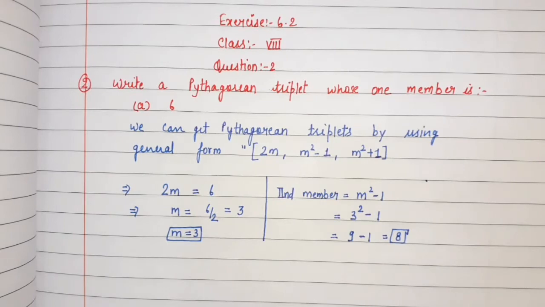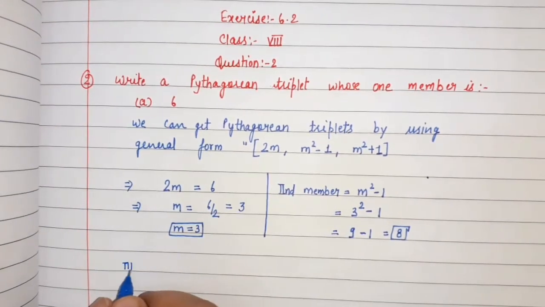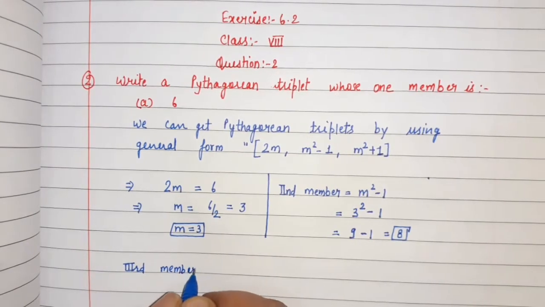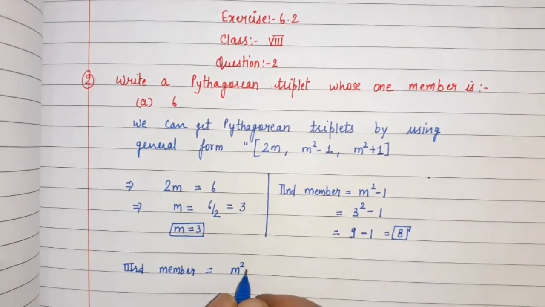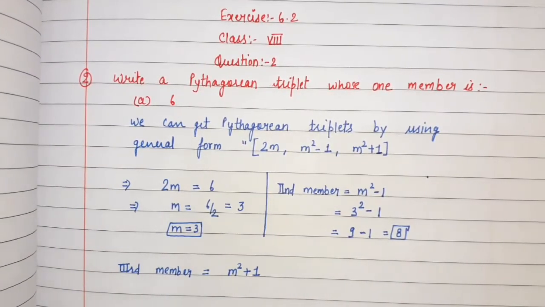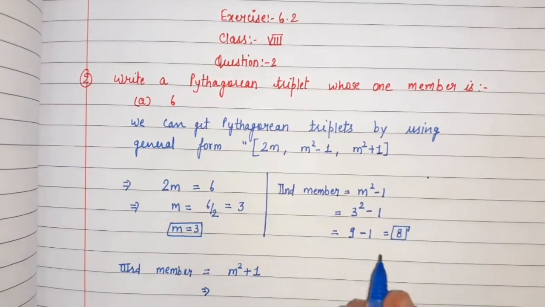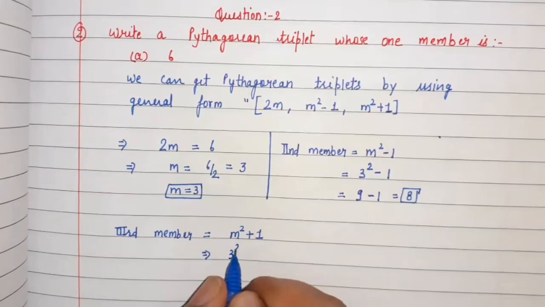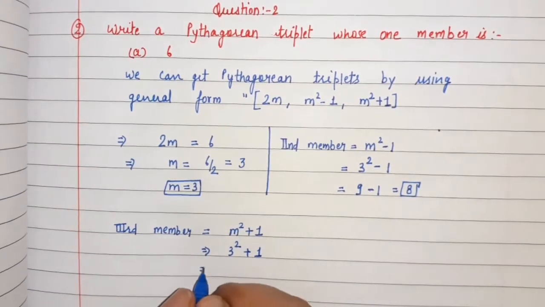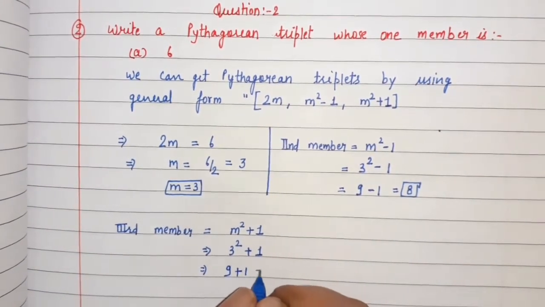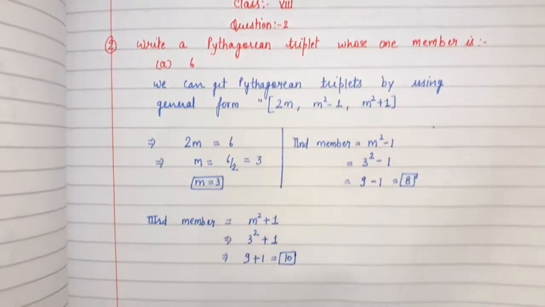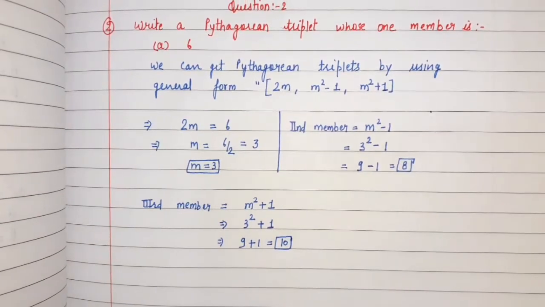Now third member here. Third member equals to m square plus 1. m square means 3 square plus 1. 3 square, 3 into 3, 9. 9 plus 1, 10. So in introduction also we have discussed this is the answer.